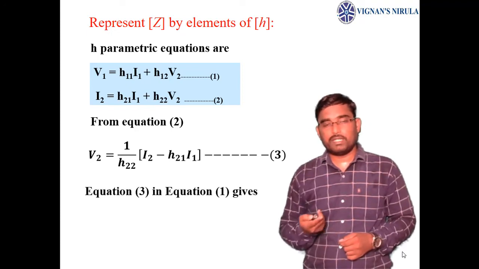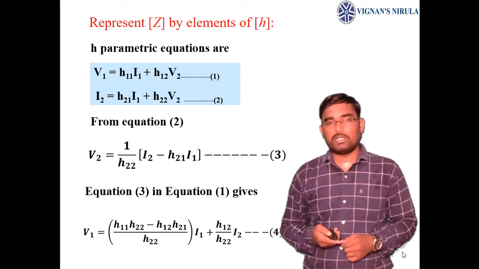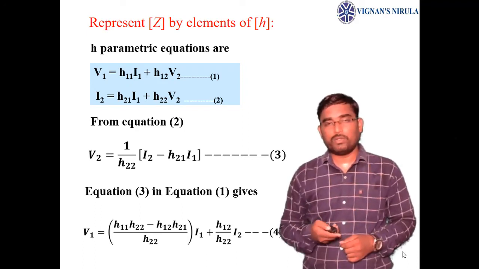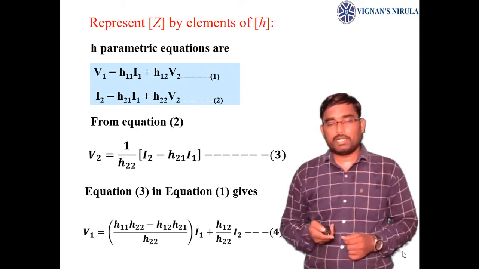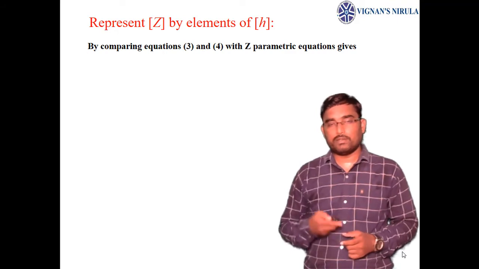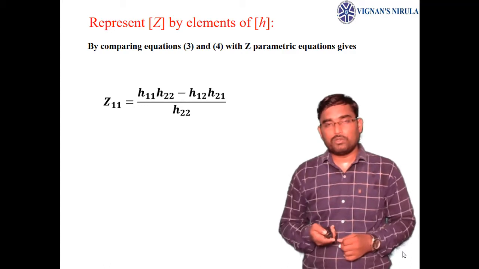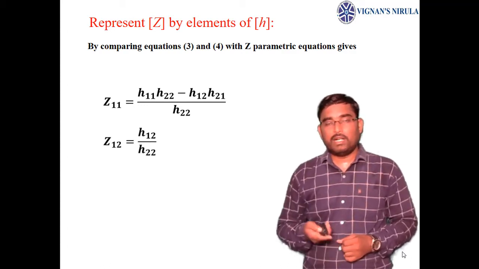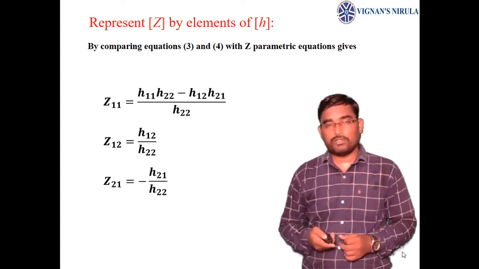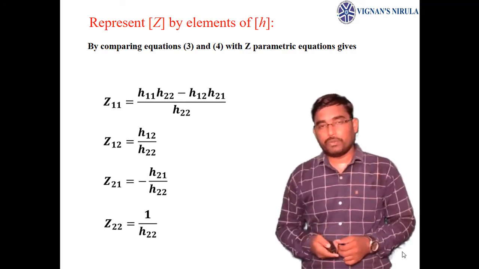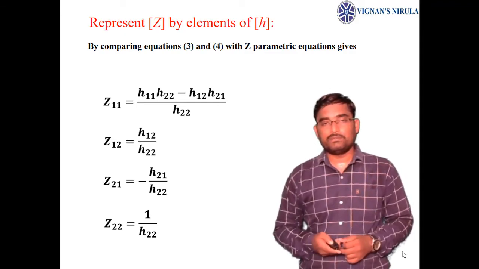Now putting equation 3 in equation 1, in the place of v2, gives v1 equals (h11 h22 minus h12 h21) by h22 into i1 plus h12 by h22 into i2. Now by comparing equations 3 and 4 with the basic z parametric equations, we get z11 as (h11 h22 minus h12 h21) by h22, z12 is h12 by h22, z21 is minus h21 by h22, and z22 is 1 by h22. In this way we can write the relation between z parameters and h parameters.